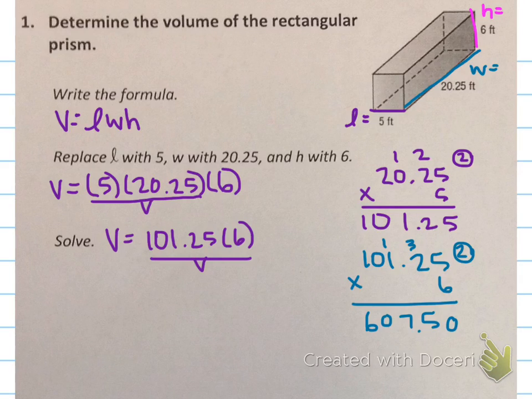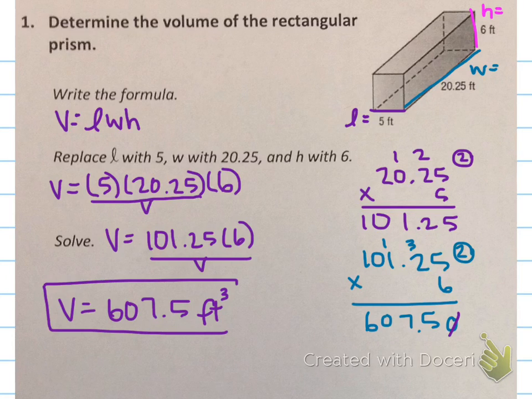So when I multiplied that out, I got 607 and 50 hundredths, and that final 0 is not really necessary. It doesn't change the value. So I'm just going to drop this last 0. So we have 607.5, or 607 and 5 tenths, and then we need our units, which are feet, and because it's volume, we're going to do cubic feet, so we have a little 3 up there. So that is our answer.